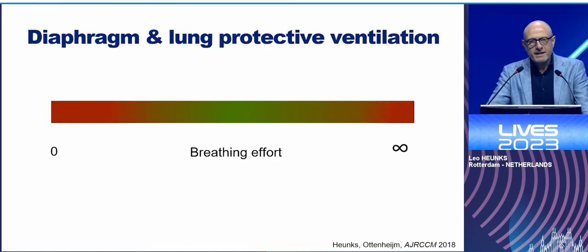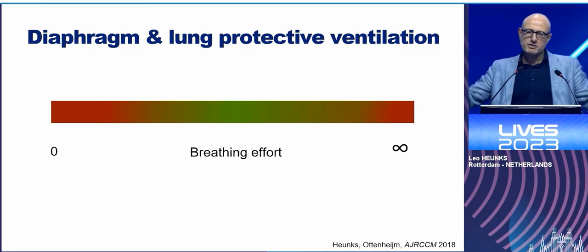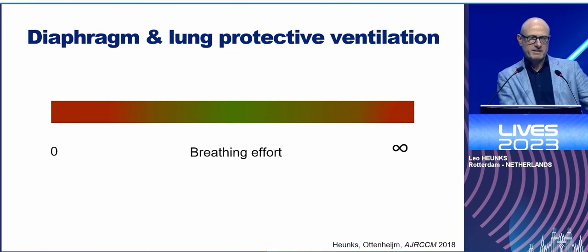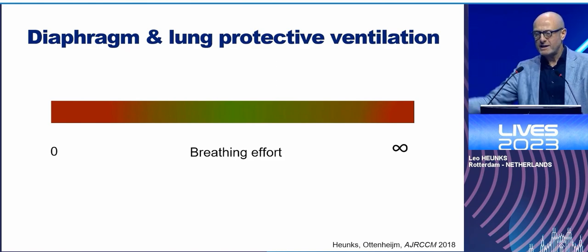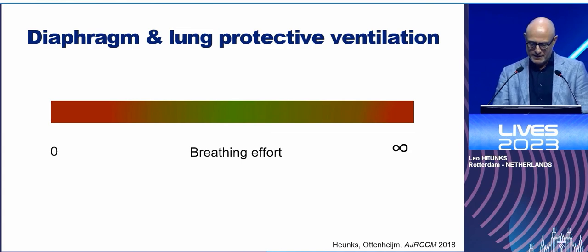So if this is the case, then in patients on assisted ventilation, we should be aiming for a physiological breathing effort. On the one hand, to protect the diaphragm, we don't want total inactivity of the respiratory pump, but on the other hand, to protect both the diaphragm and the lung, we don't want to have too high breathing effort, right?